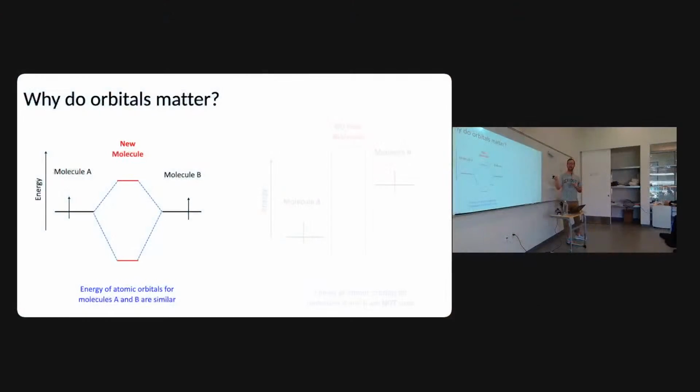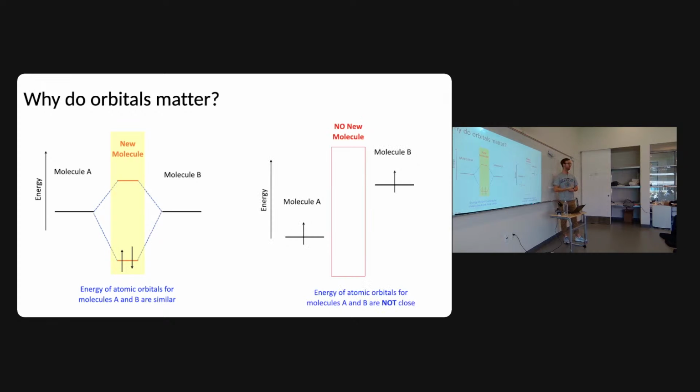What's important about that is the electrons from the individual molecules can then start populating these new homes and form a bond, right? So maybe we just formed a carbon-hydrogen bond. The important thing is that the energy of those atomic orbitals needs to be similar. What also happens is that if you have two molecules and the energy of the electrons in those orbitals are too dissimilar, nothing may happen, right?